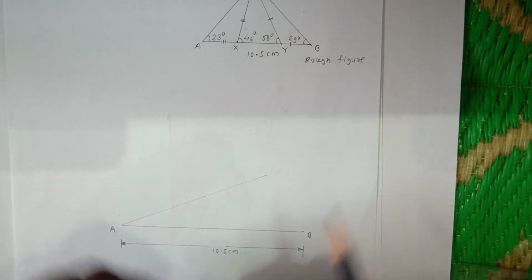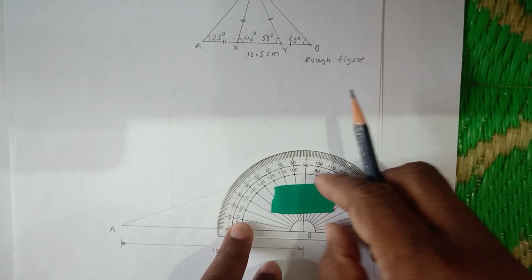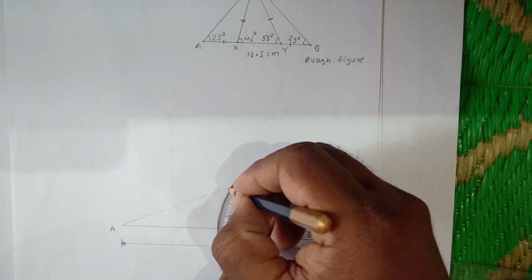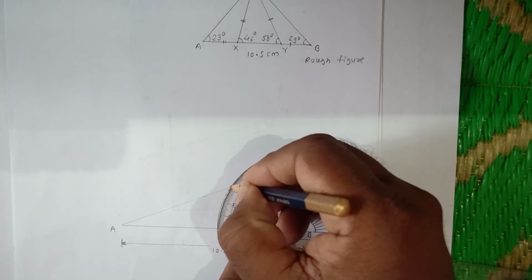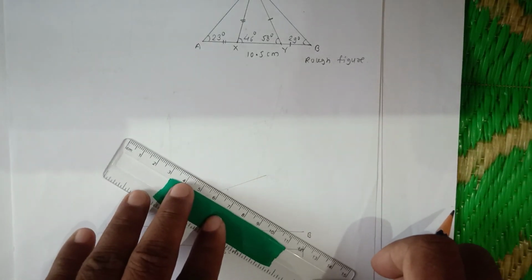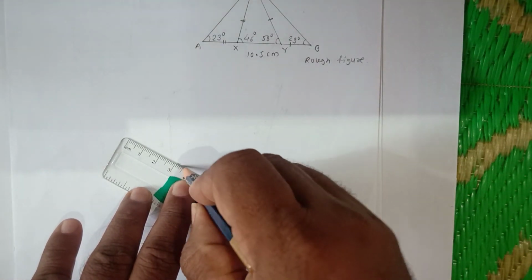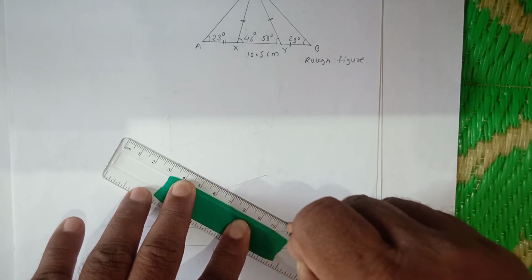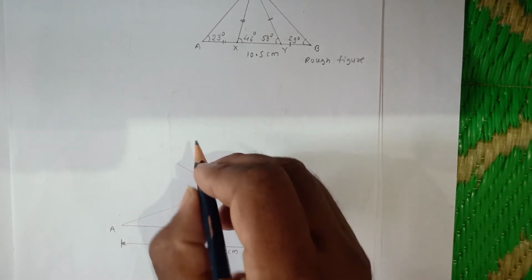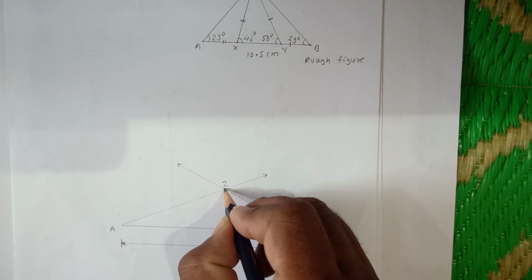Now draw another ray making 29 degree at point B, so these two rays meet at point Z. This is point Z.